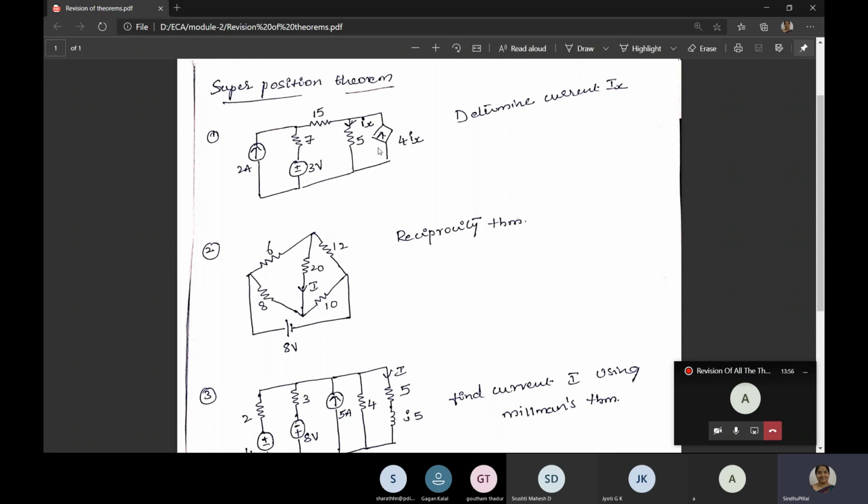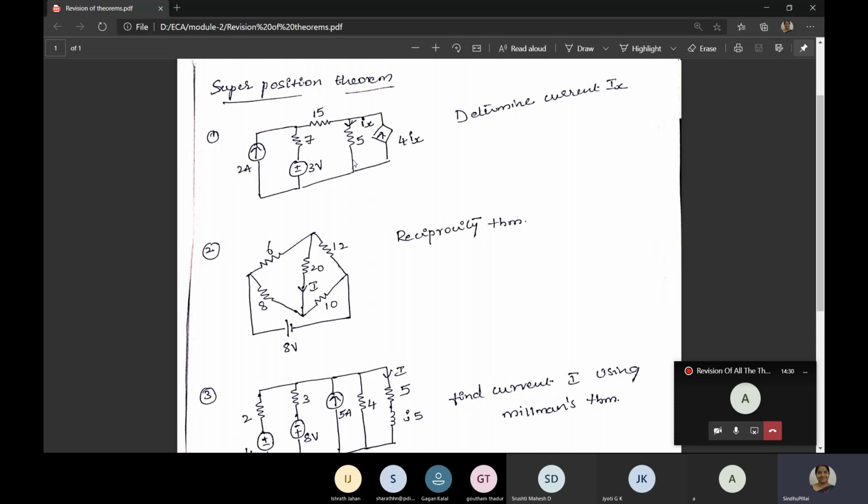And you should not touch the dependent source. The dependent source should be kept as it is. That is one important thing of the superposition theorem. So in the given network, we have a current source of 2 amps, a 3 volt voltage source, and a dependent source. See the symbol of the dependent source here. It is a current dependent current source. It is depending upon the current only. Depending upon which current? The current in the 5 ohm resistor.